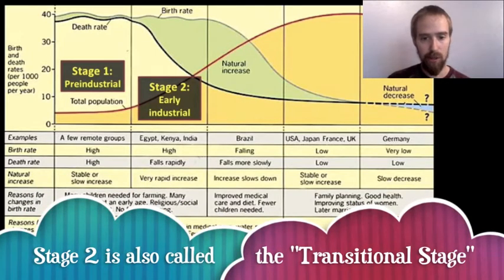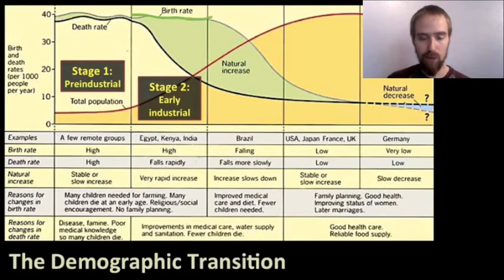Stage 2 of the demographic transition is the early industrial stage, and countries like Egypt, Kenya, and India fall into this category. These kinds of populations also have a high birth rate for the same reasons that pre-industrial populations do. But because they have begun to develop better technology, the death rate begins to fall, and the population begins to increase rapidly as a result.